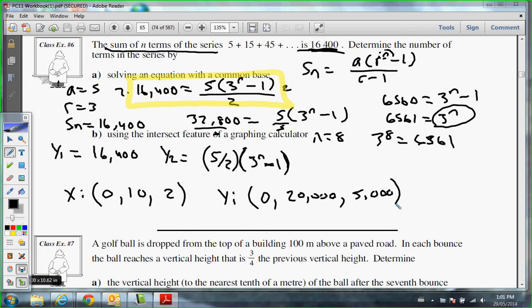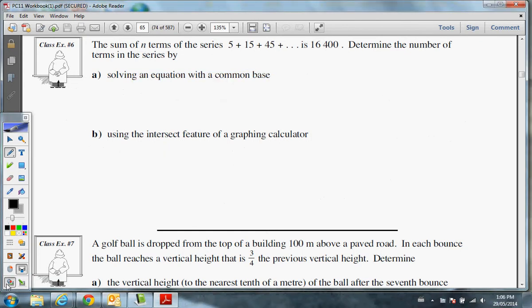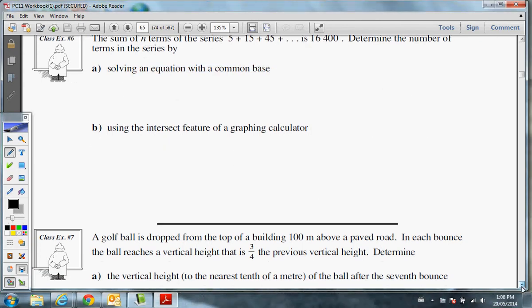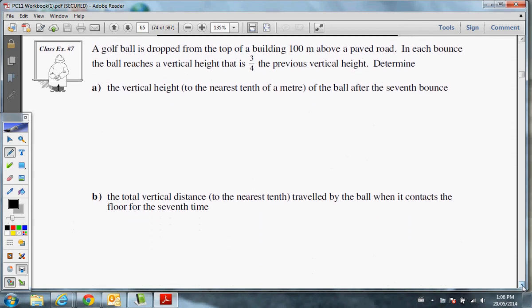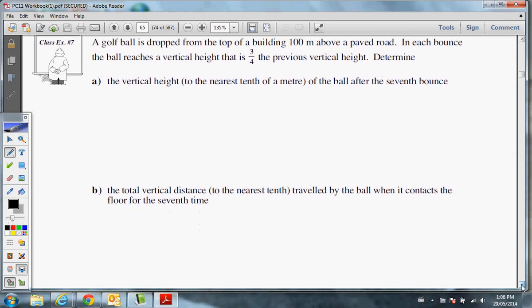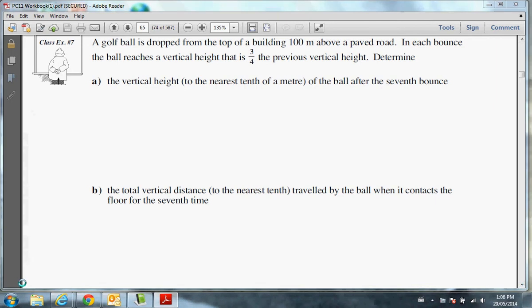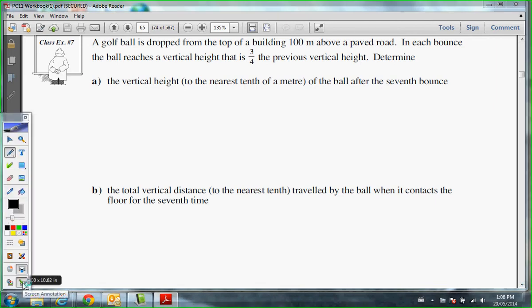We good? Okay, so number 7 is actually the one from your summative, not exact same, but very similar. A lot of you guys did the 20 different bounces or whatever. Here's how we can do it. The golf ball is dropped at the top of a building 100 meters above the paved road. In each bounce, the ball reaches a vertical height that is 3/4 the previous vertical height. Determine the vertical height to the nearest tenth after the 7th bounce.